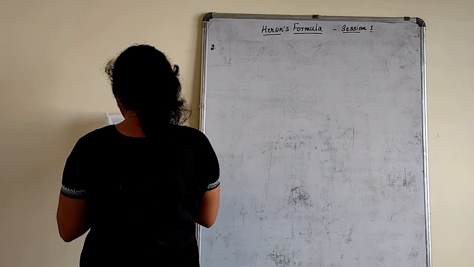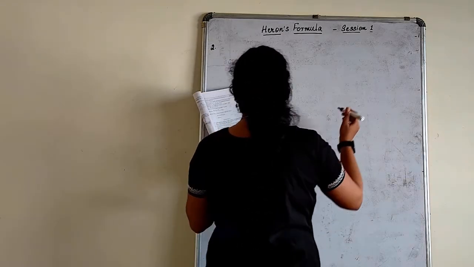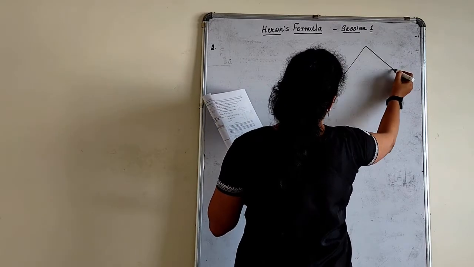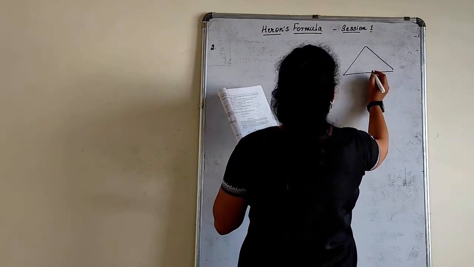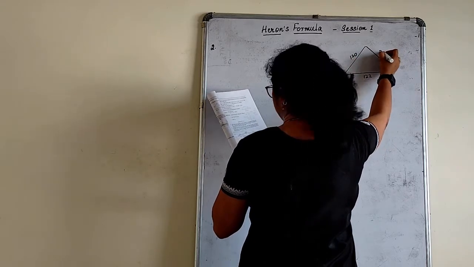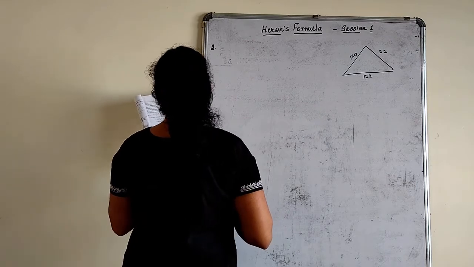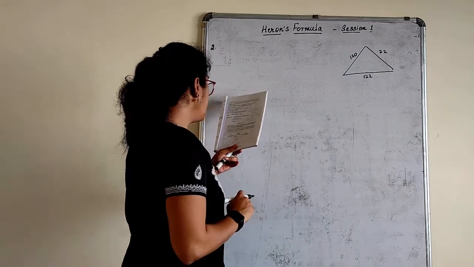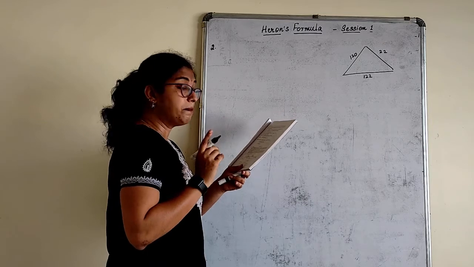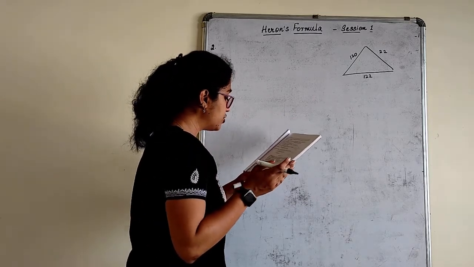Second one. The triangular side walls of a flyover have been used for advertisement. So it is a triangular side. You need not draw a flyover on everything. Just assume that it is a triangular side of the flyover. The sides are 122, 22 and 120 meters. The advertisement yields an earning of rupees 5,000 per meter square per year. A company hired one of its walls for 3 months. How much rent did they pay?